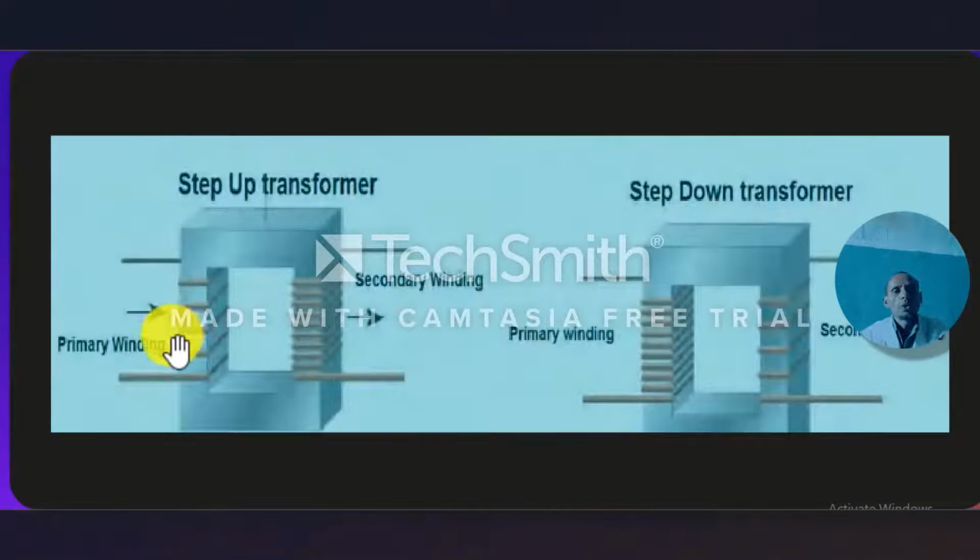Our question is: what is the relation between the number of coils in the primary and the number of coils in the secondary for step up and step down transformers?